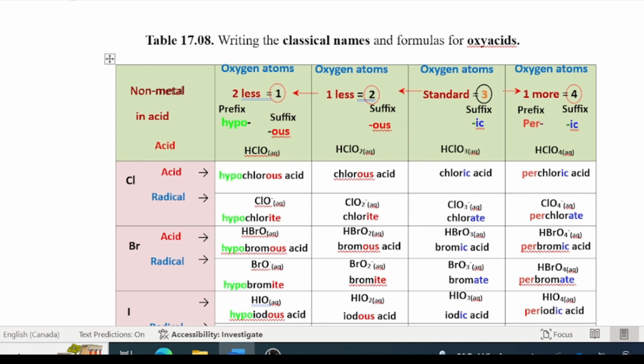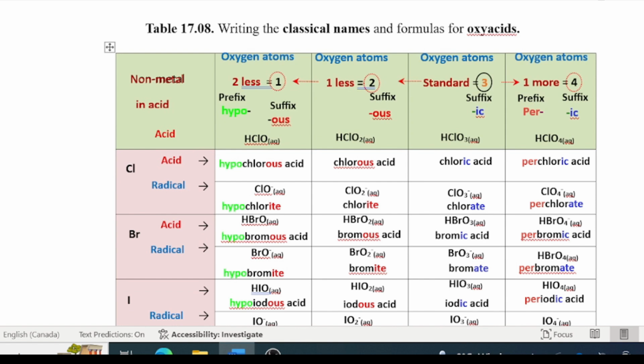Okay, this is a nonmetal, no problem. Listen attentively, have some patience, and everything will make sense to you. I'm giving you here the number of oxygen in the oxyacid. Anything with 3 oxygen atoms, I'm going to refer to that as my standard, okay? And we're going to say that they end in ic.